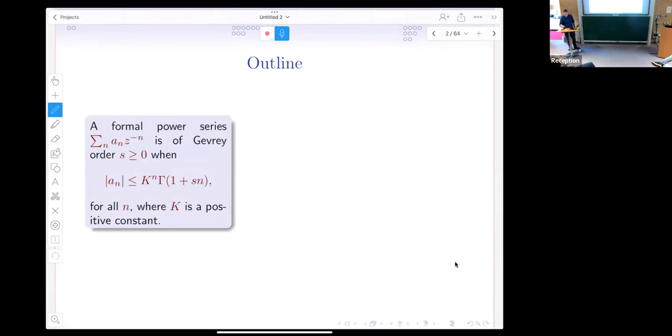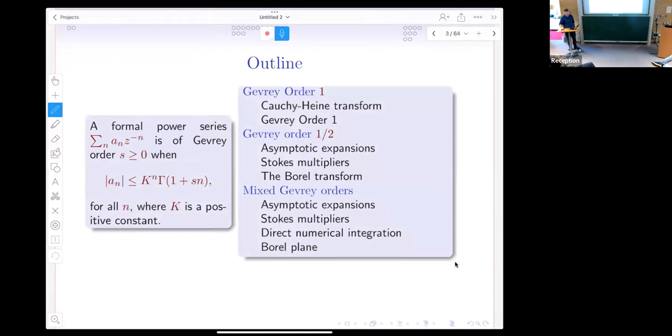The second reason that I wanted to give this talk was also that I wanted to introduce more about the Cauchy-Heine transform. Most of you probably have seen Borel transforms. Cauchy-Heine transform is another tool that you should know a bit because it's very useful, and it's in a way simpler than the Borel transform. And you can also obtain asymptotics for the coefficients and for the terms in your expansion.